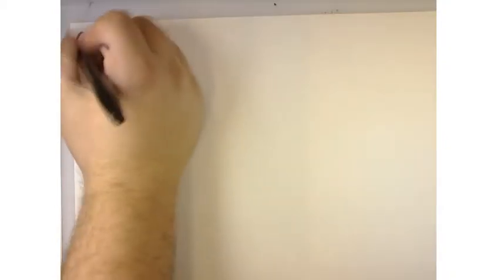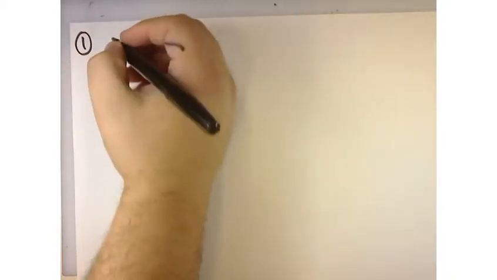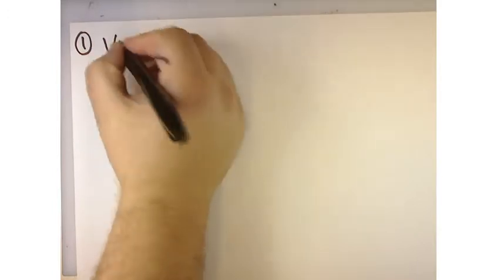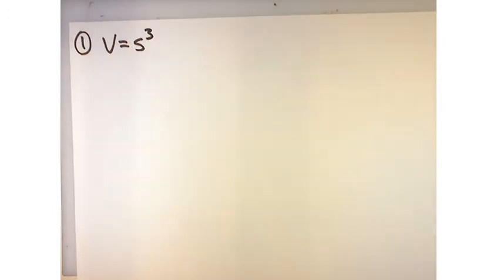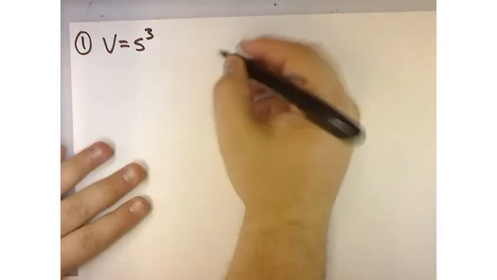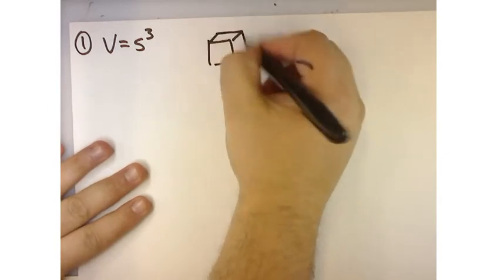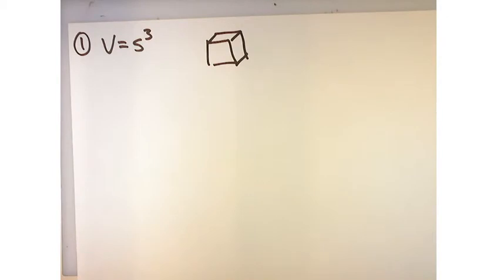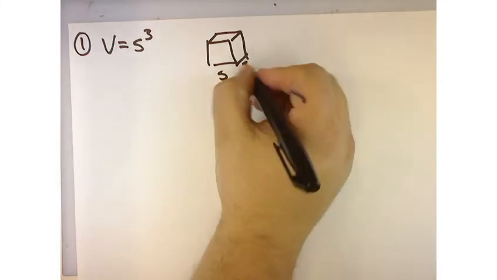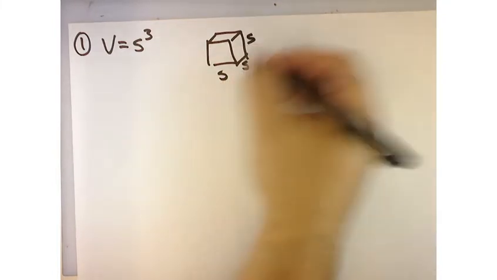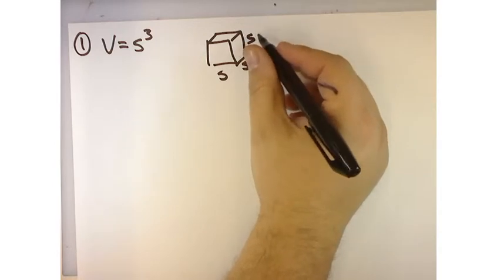So for problem number one out of your textbook, it says write the volume V of a cube as a function of its side length. So we've got a cube, and by definition, a cube is just a square rectangular prism where the base is a square. And so the side lengths are S. So the length, the width, and the height are S.